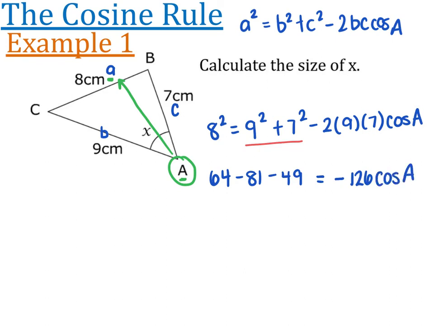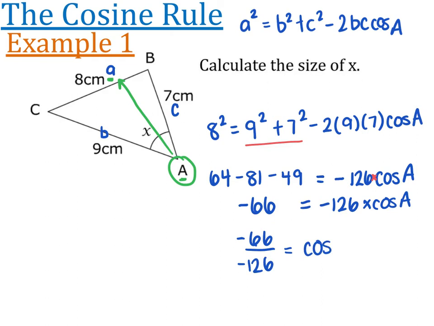Now, I did say it was times by, but I'm going to write it in red as well. Don't forget there's a times by happening right there. So on the left-hand side, we have 64, take away 81, take away 49, and that is negative 66. Don't panic about the negatives, but make sure that you include them. So you've got negative 66 over there, and negative 126 times the cosine of A. You don't have to write the times by, I'm just using that because I'm explaining this for the first time. So then what we're going to do is divide both sides by negative 126, and we get negative 66 divided by negative 126 is the cosine of angle A.